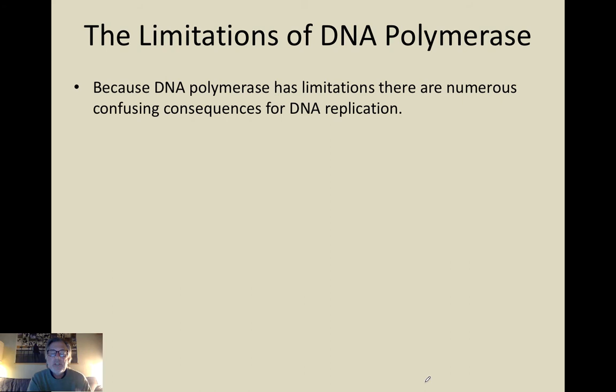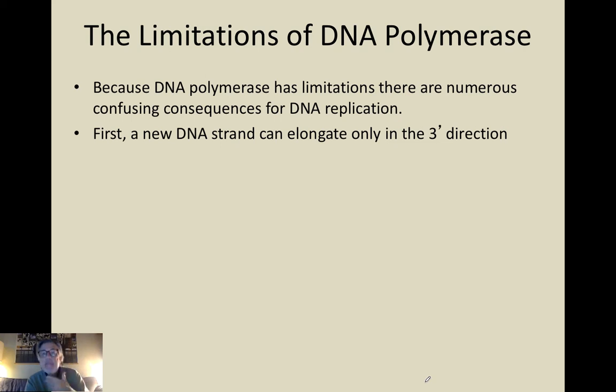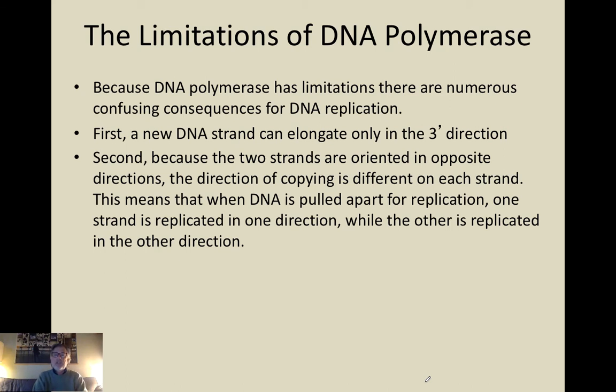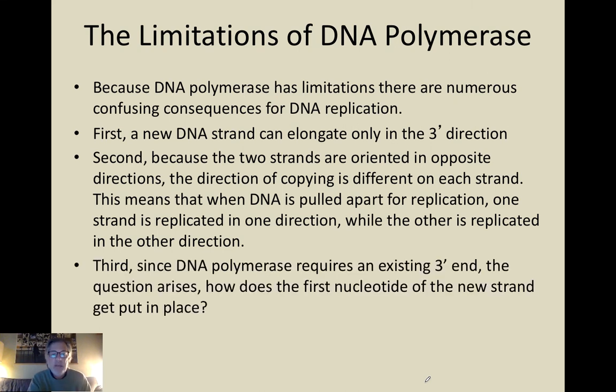There are numerous confusing consequences of these limitations of DNA polymerase. The first is that the new strand can only grow in that one direction, which we've already talked about. The second is because the 2 strands are oriented in opposite directions, the direction of copying is in the opposite direction on each strand. When a DNA molecule is pulled apart, one of the strands is replicated in one direction, the other is replicated in the opposite direction. And finally, since DNA polymerase requires an existing 3' end, you may be asking yourself, how does the first nucleotide of the new strand get put into place? And that's a really good question. If that had occurred to you already, pat yourself on the back. A really excellent question.